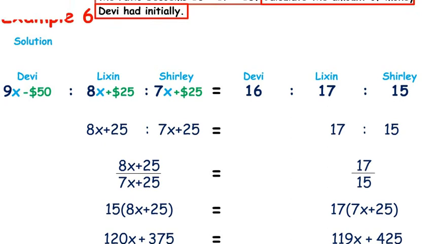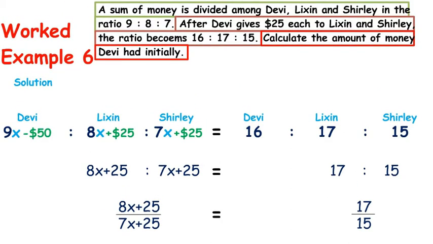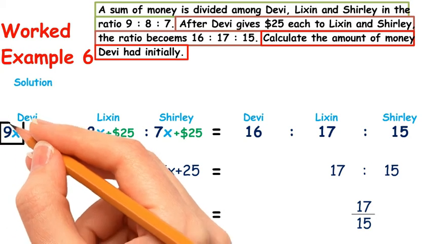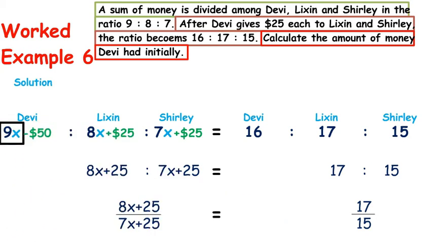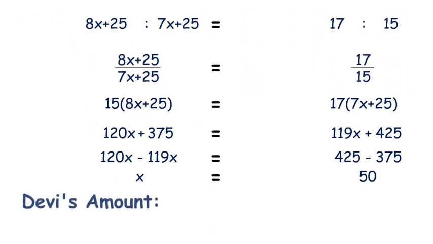Our question was, calculate the amount of money Devi had initially. Initially Devi's ratio was 9. We will multiply 9 by 50 to calculate Devi's amount. 9 times 50 equals 450. Amount of money Devi had initially, $450.